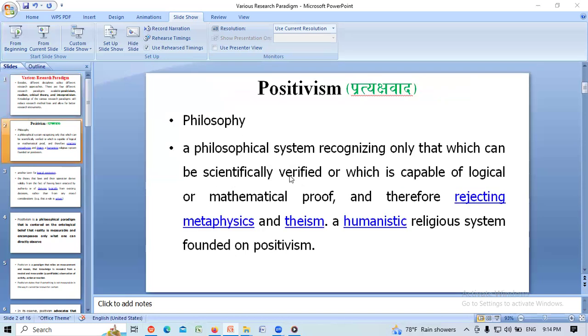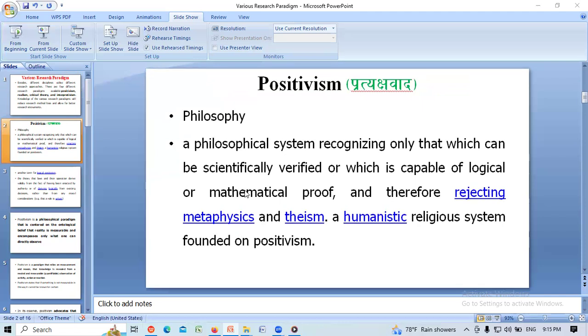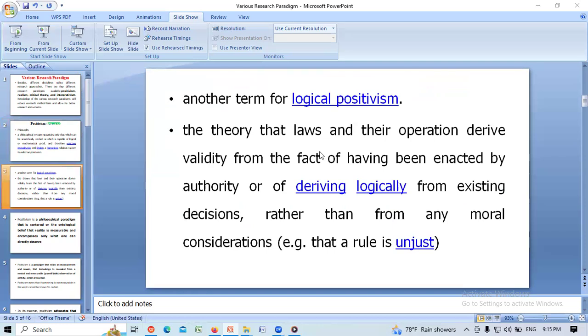Positivism is a philosophical system recognizing only that which can be scientifically verified or which is capable of logical or mathematical proof, and therefore rejecting metaphysics and theism. Humanistic religious systems are founded on positivism. Another term is logical positivism, a theory that laws in their operation derive validity from having been enacted by authority, or deriving logically from existing decisions rather than from any moral considerations.